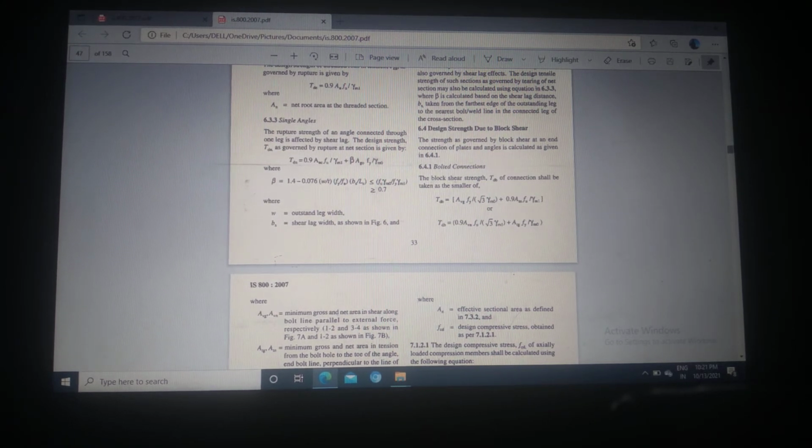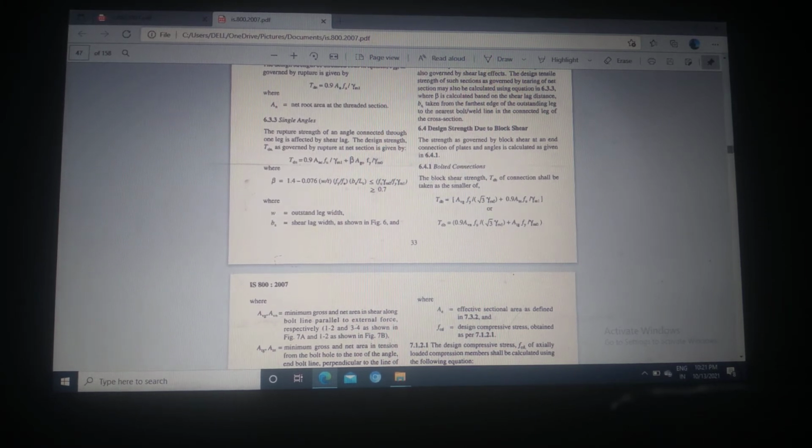Gamma m0 was 1.10, we have seen in case of gross yielding, gamma m0 partial safety factor, we have seen in Table 5. And gamma m1 is 1.25, we have seen in case of net area rupture. Just remember these two, these will come again and again.